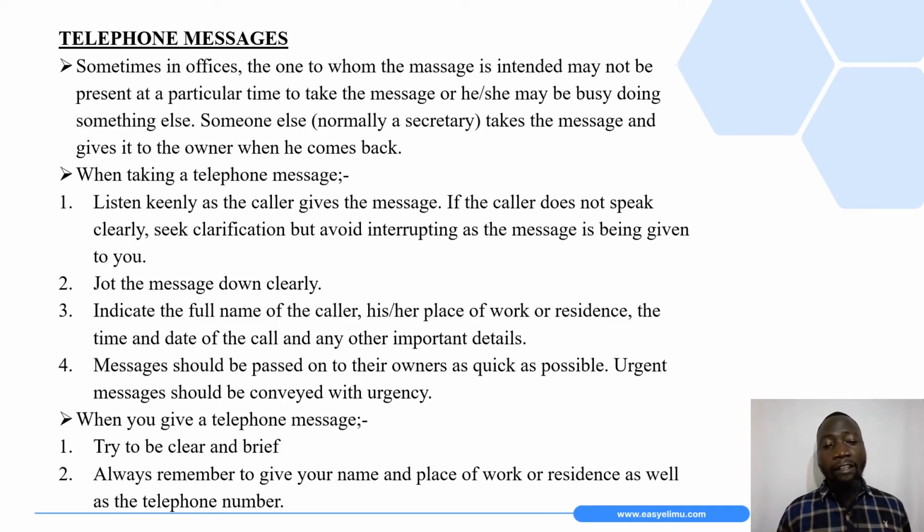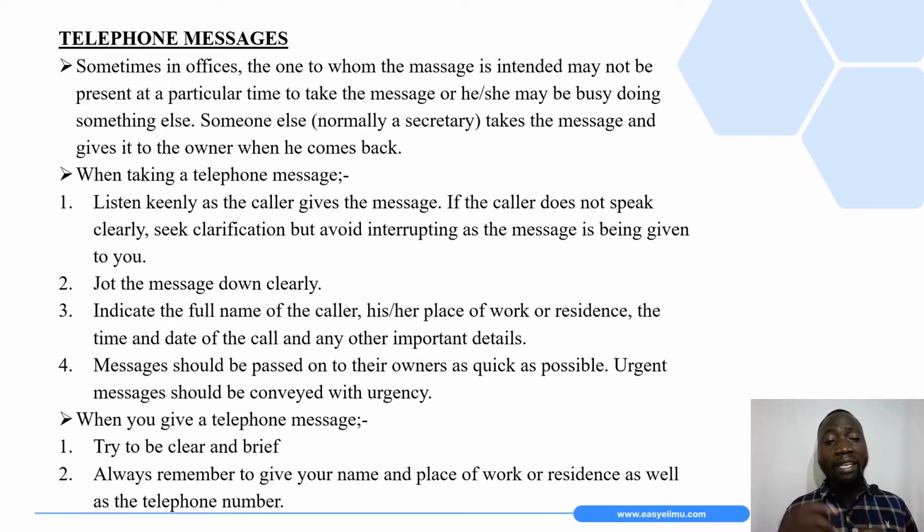The third step or guideline that you can follow when writing a telephone message is to indicate the full name of the caller. Also ensure that you include his or her place of work or residence. When providing all these details, also ensure that the time and date of the call and any other important details that the caller talked about are all included and not forgotten.